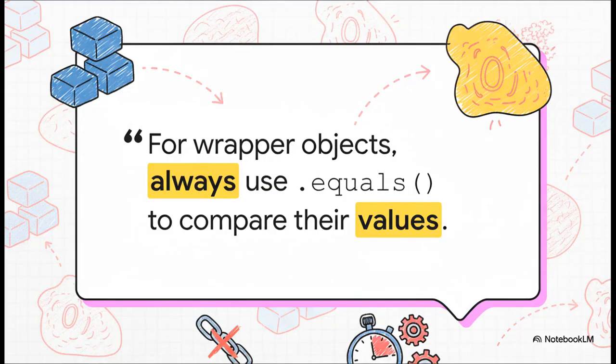And this leads us to the absolute golden rule. It all boils down to this. The double equals operator asks, are these the exact same object in memory? The .equals method asks, do these two objects hold the same underlying value inside? And with wrappers, it's the value you almost always care about. So please always use .equals.